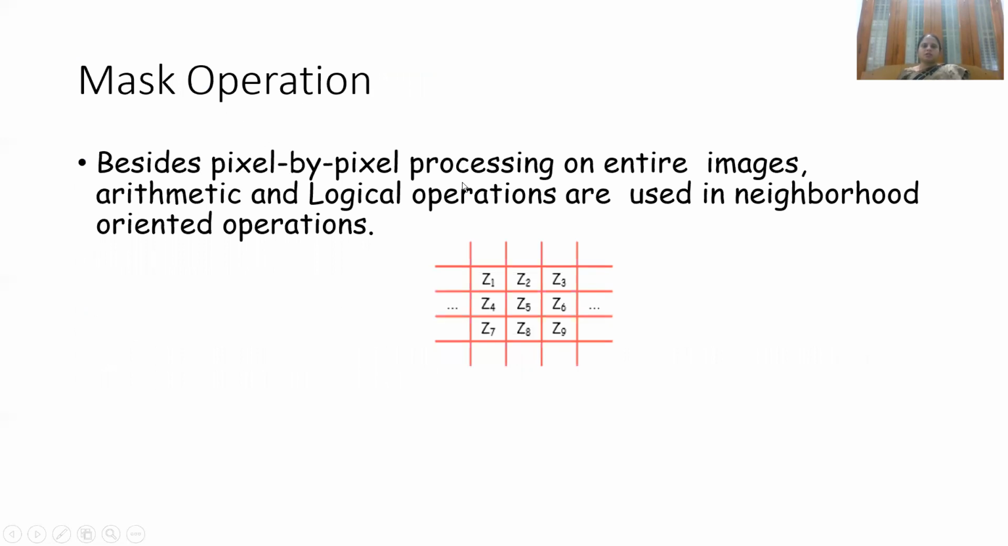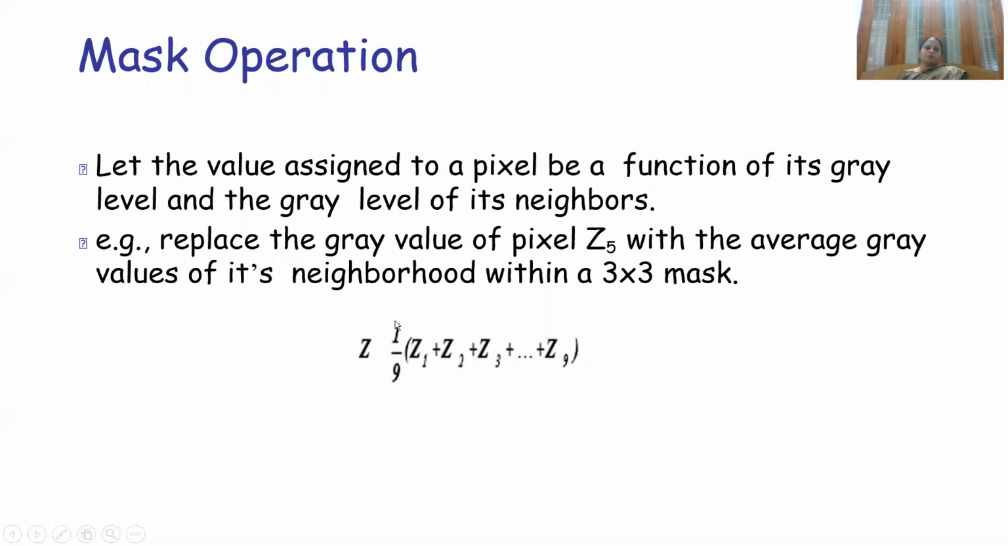One such is the mask operation. So what is a mask? It is a matrix. The mask size may be 3 cross 3 or 5 cross 5, anything. Here we are doing pixel by pixel processing on the entire image, so this mask is going to run over all the pixels of the image. Arithmetic and logical operations are used in a neighborhood-oriented way. Sometimes we can perform averaging with these pixels, sometimes inverting operations. So a mask operation means an operation on a group, or a matrix, of pixels.